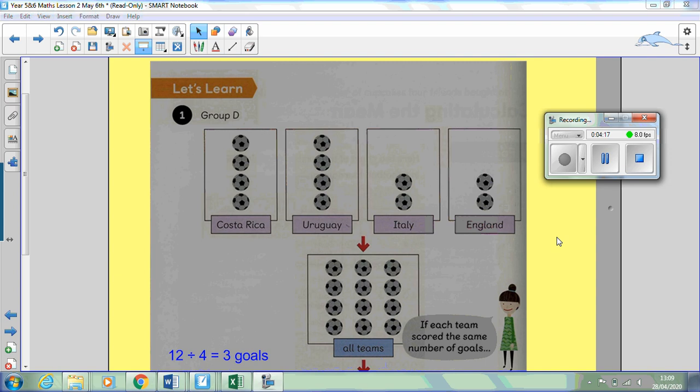Right, let's start with Group D. So we've got Costa Rica, Uruguay, Italy and England. And here you can see that in the total number of goals that they've scored, it equals 12. And to find out the average, we'll then need to divide that 12 by the number of teams there are. That then is going to give us 3 goals.